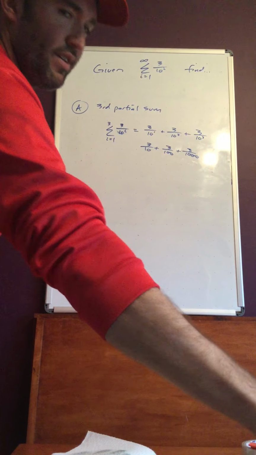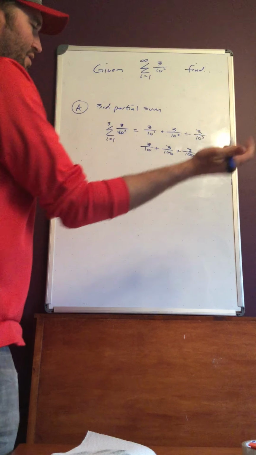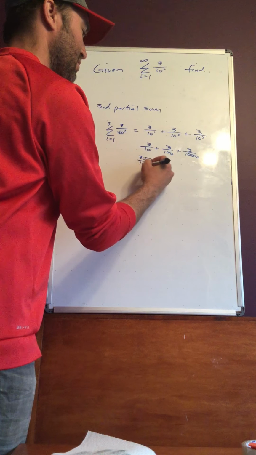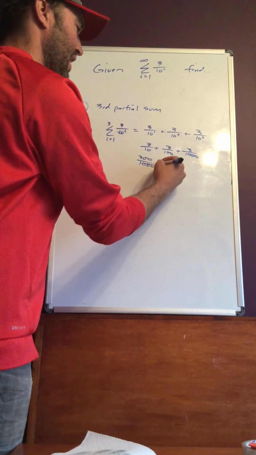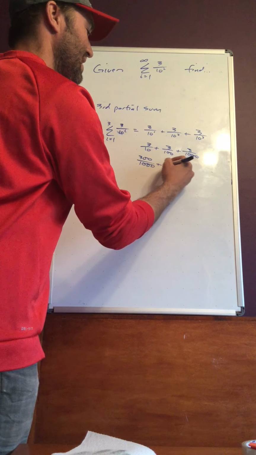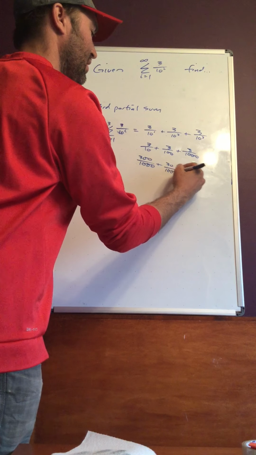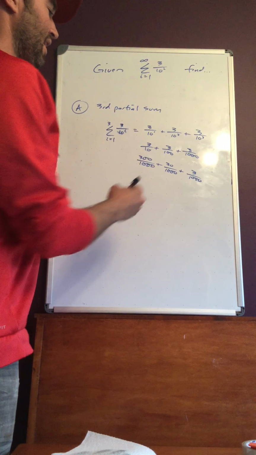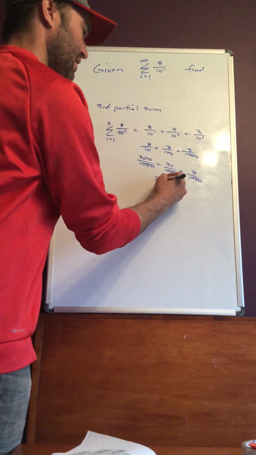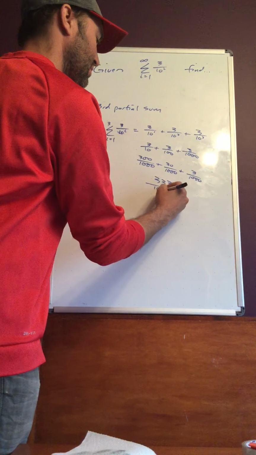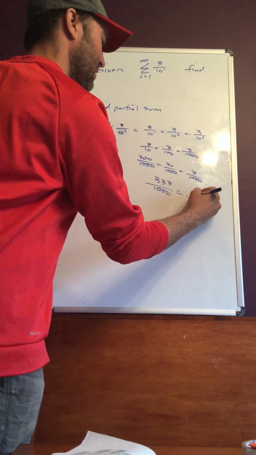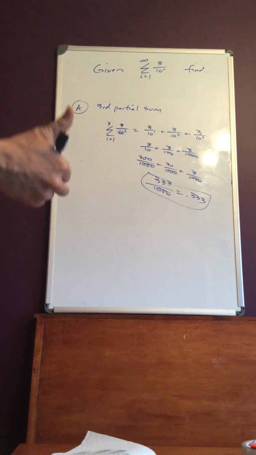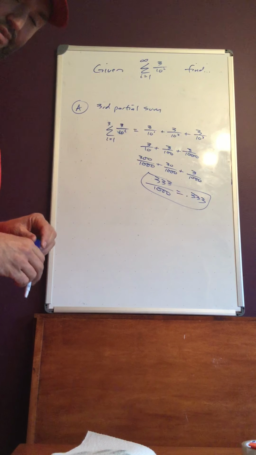I could grab my calculator and plug that in, but I think you guys can all get some common denominators here. We're going to have to multiply that by 100, so it'll be 300 over 1,000, plus multiply this one by 10, this would be 30 over 1,000, plus 3 over 1,000. And that's going to give us 333 over 1,000, which is 0.333. Either one of those would be an acceptable answer. Okay.